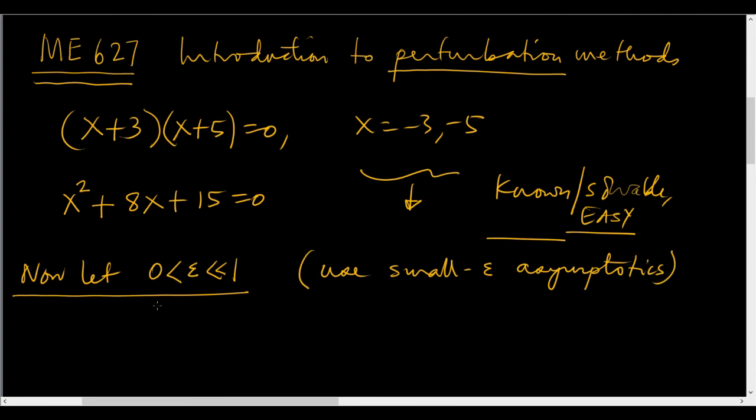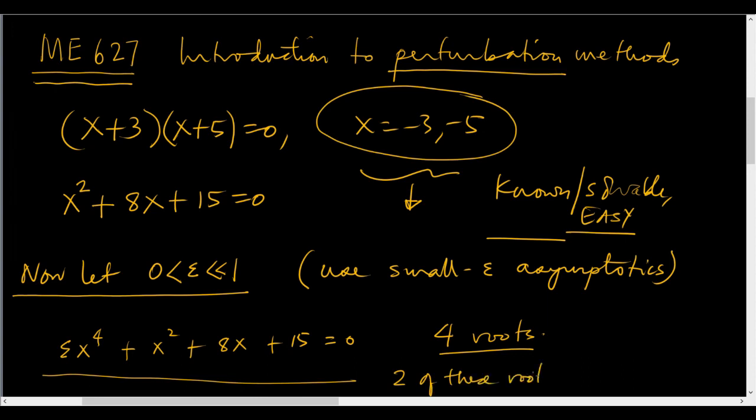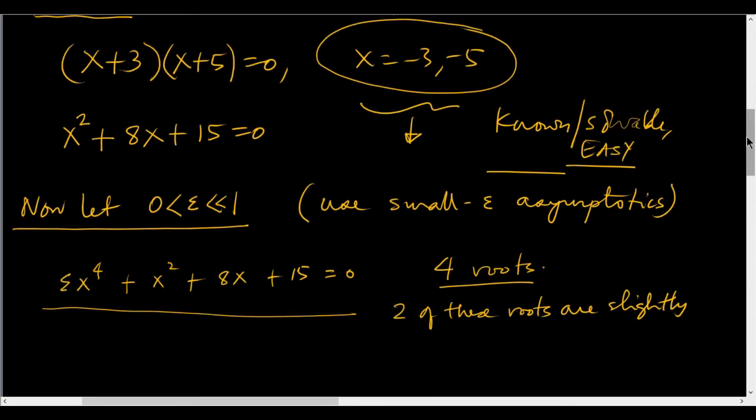Okay, so let the new equation be epsilon x to the power 4 plus x squared plus 8x plus 15 equals 0. Now this has 4 roots. Since epsilon is small, 2 roots are close to the old roots. Let's try those first. 2 of these roots are slightly perturbed versions of minus 3 and minus 5.